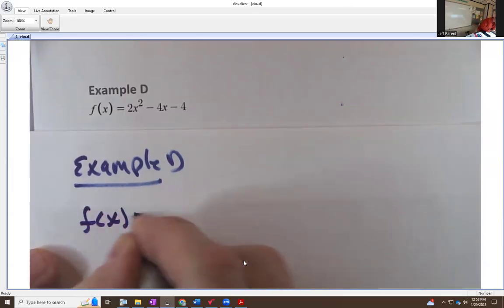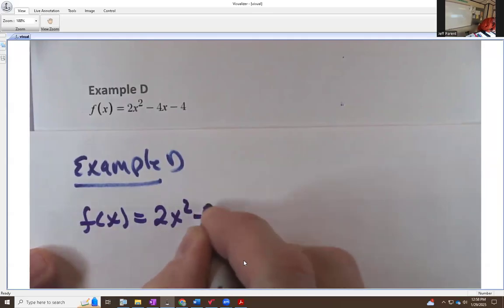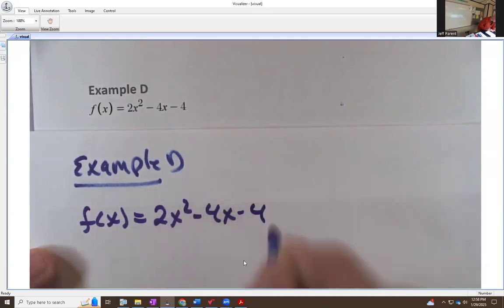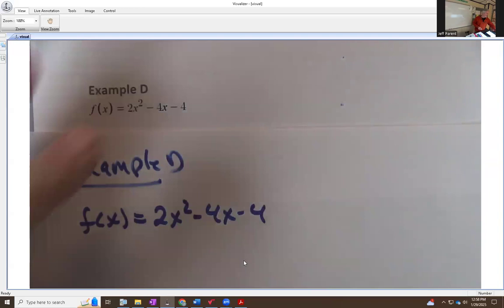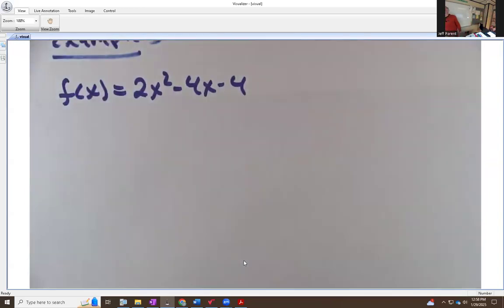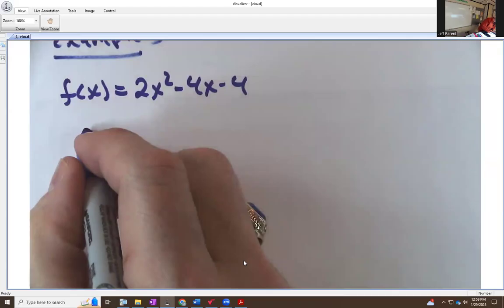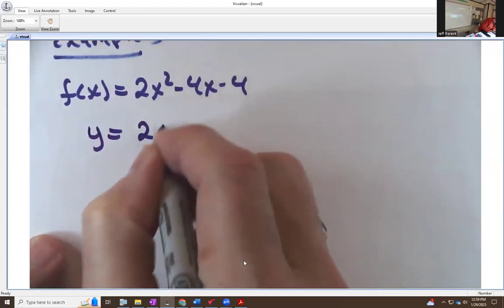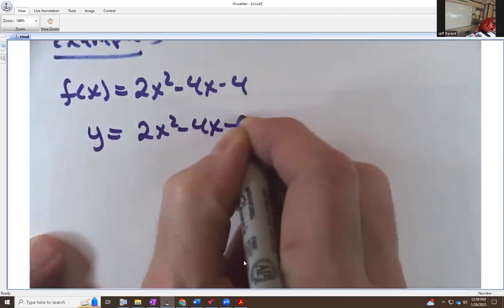F of x is 2x squared minus 4x minus 4. If I want to know what the vertex is, then one way to get at that is to put it in this completed the square form. So I'm going to start this way. Y equals 2x squared minus 4x minus 4.